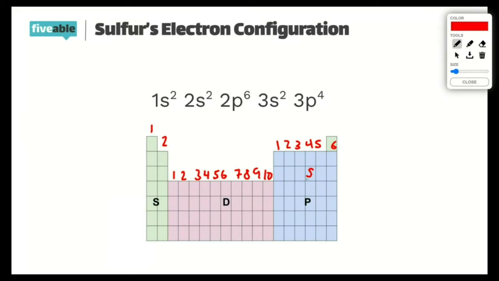So sulfur being right here, the last row that I fill is the 4th column. That's where that 4 comes from. It's in the P block, and it's in the 3rd row. Now, one of the questions that will come up is what this 3 means here. The 3 is referring to the energy level. The energy level tells us whether the electrons are further or closer to the nucleus. So the 4 electrons in sulfur's 3p subshell are further from the nucleus than the 6 electrons in sulfur's 2p orbital.